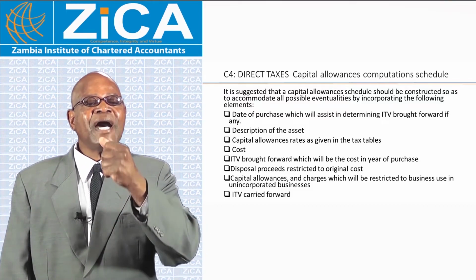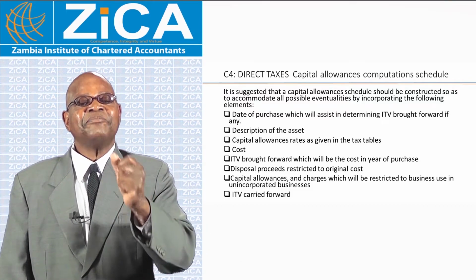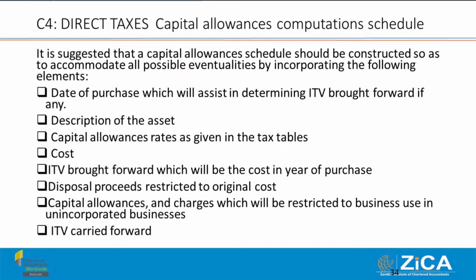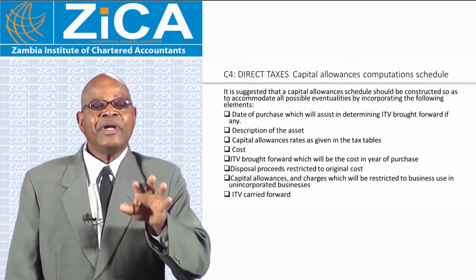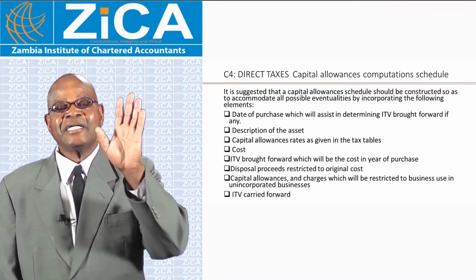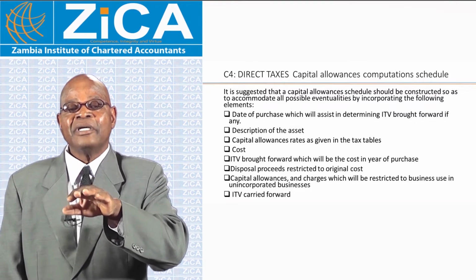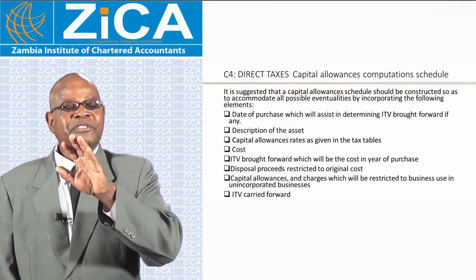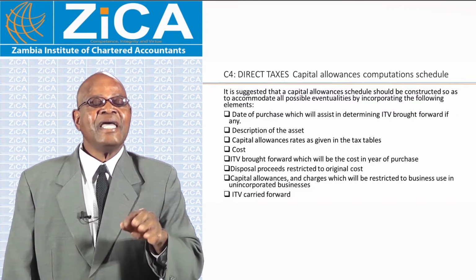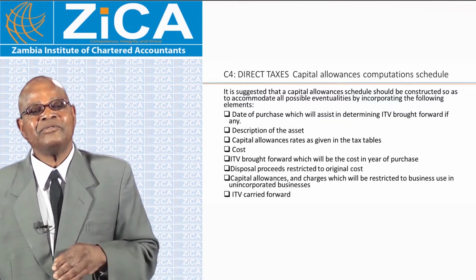Because you see, if there's no ITV brought forward, it means that you can no longer claim any capital allowances on this particular asset. We must also note that the disposal proceeds, as I said earlier, will be restricted to the original cost. And then capital allowances and charges, which will be restricted to business use, will have to be put in one column. And lastly, any ITV being carried forward will be shown.